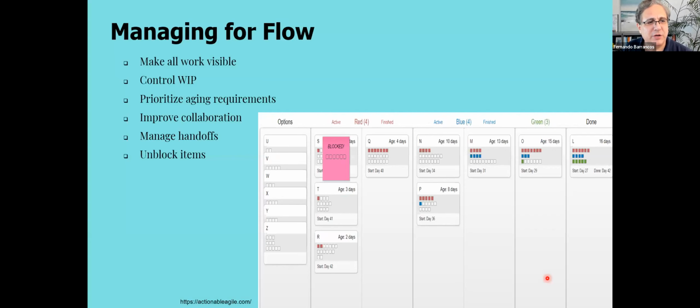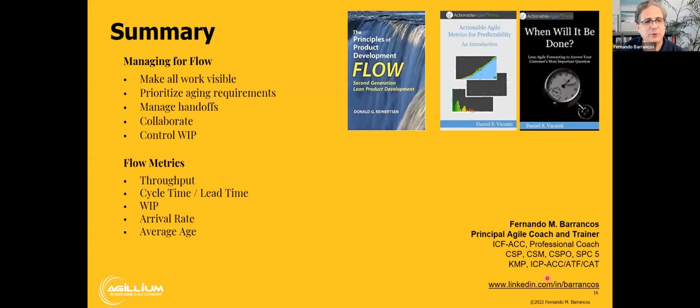So I'm running out of time. I wanted to leave you with this summary and recommendation for these 3 books if you want to learn more. So remember, to manage for flow, you need to make the work visible, you need to prioritize appropriately, manage handoffs between individuals, between teams, and control WIP to control queues.